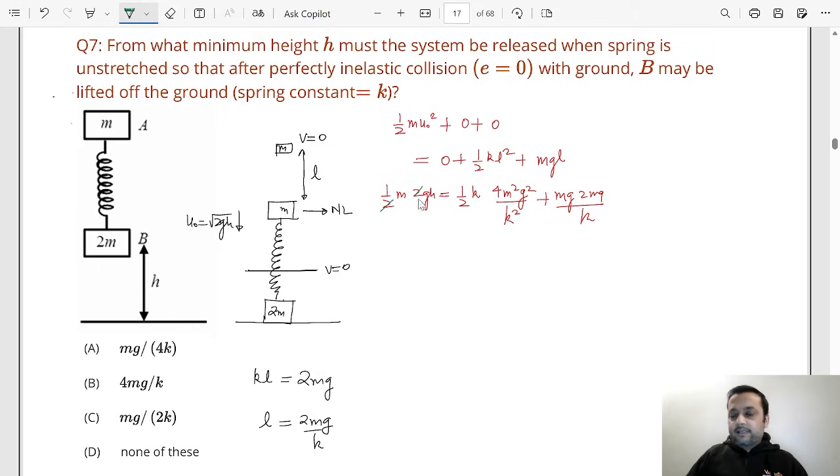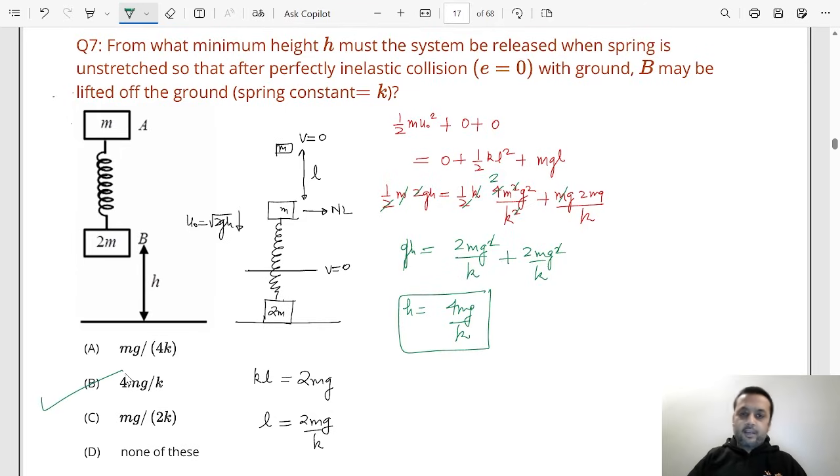You can see this 2 and 2 will get cancelled. m, m, m gets cancelled. k, k, so we have gh left on this side. On the other side we have 4m, 4 by 2 will become 2, so 2m g square by k plus 2m g square by k. So g will also get cancelled. That means 2mg by k plus 2mg by k, that means h is 4mg by k. So this is the answer. So h will be 4mg by k. I hope you have understood.